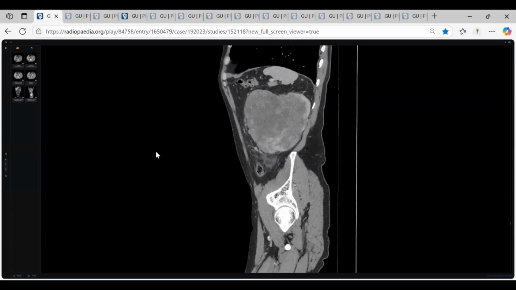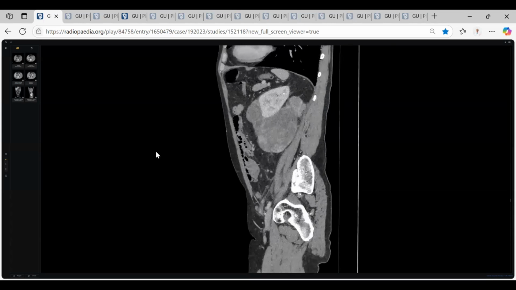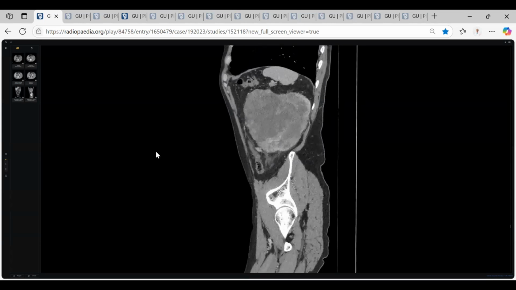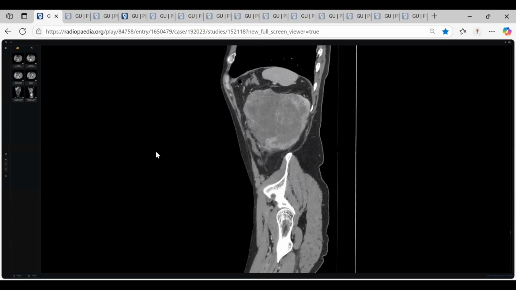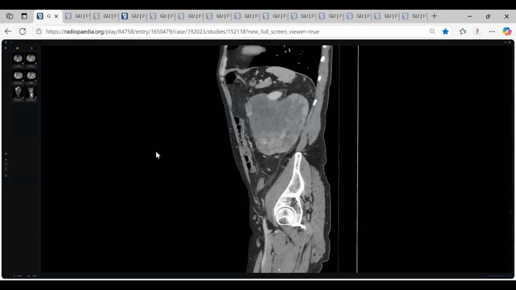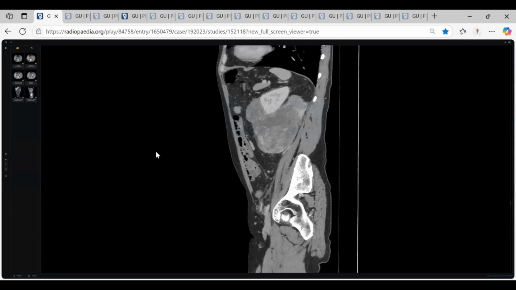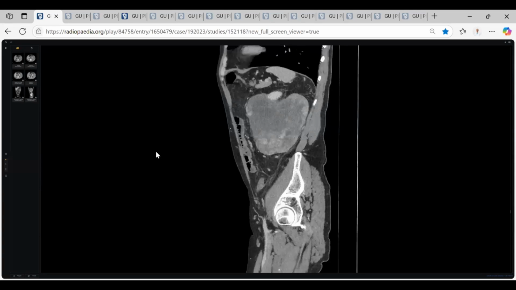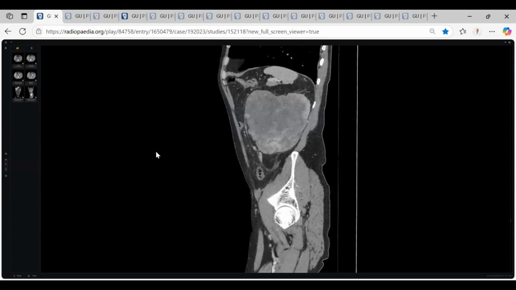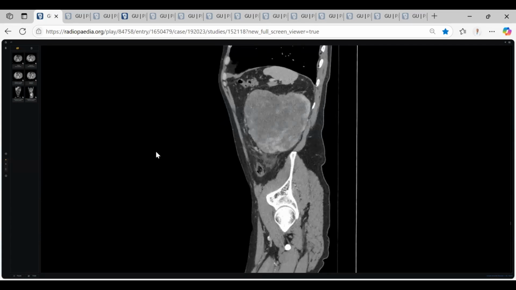Why is this lesion not a benign lesion? Why are you talking about a malignant lesion? One thing is the size. Another thing is the nodularity and the peripheral irregularity, and it is causing significant mass effect in the form of displacement of the kidney. Another thing is significant perilesional fat stranding, which is commonly seen in aggressive lesions, either infections or malignancies.